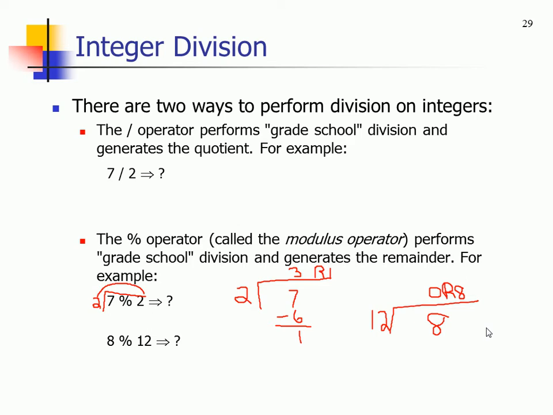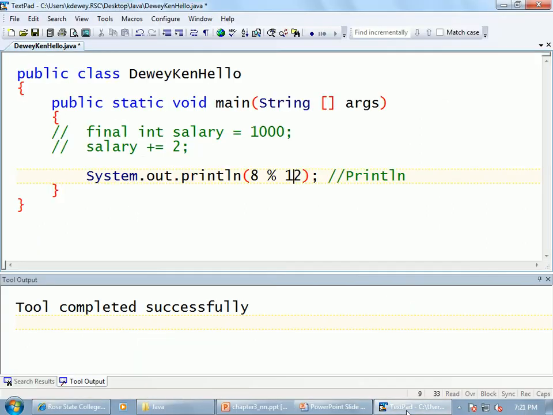This might seem like a silly question, but why would you need the modulus operator? Can you give an example of why you would want it? Okay, if I want to find out whether a number is even or not, I can do modulus 2. If it returns a 0, well, let me show you that. That's a very good question. Let's do that.